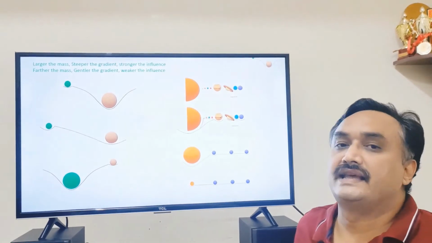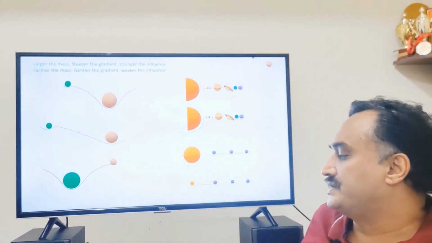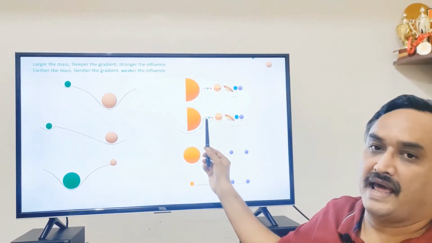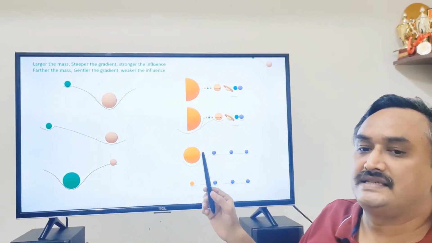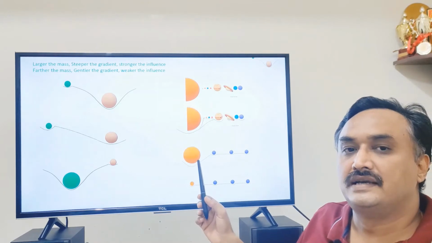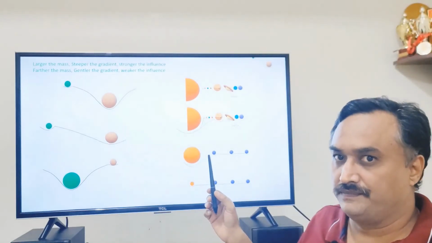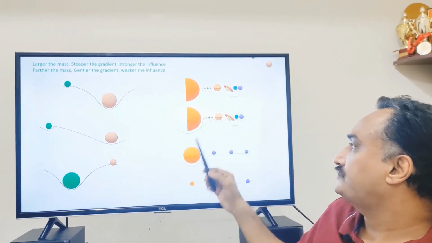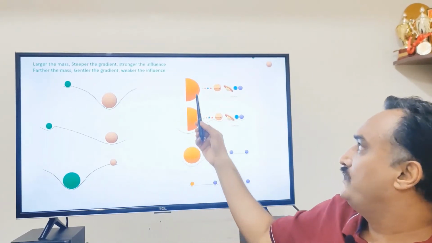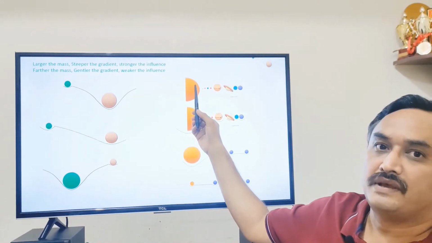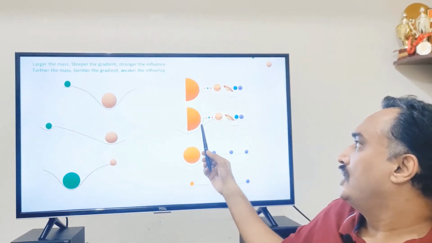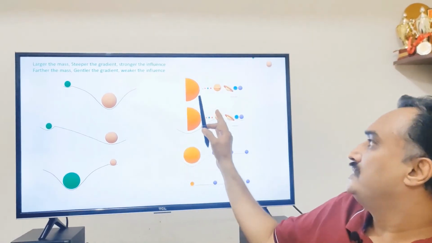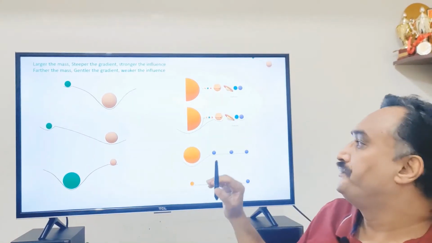Now let us apply the same thing to the solar system. Obviously, as you know, each planet, thanks to its own size and distance from the sun, creates a gradient of its own. And that is what is shown here. Now obviously, when you are trying to reduce the mass of the sun, the gradients are also becoming gentler in nature. The planets of course are moving away.